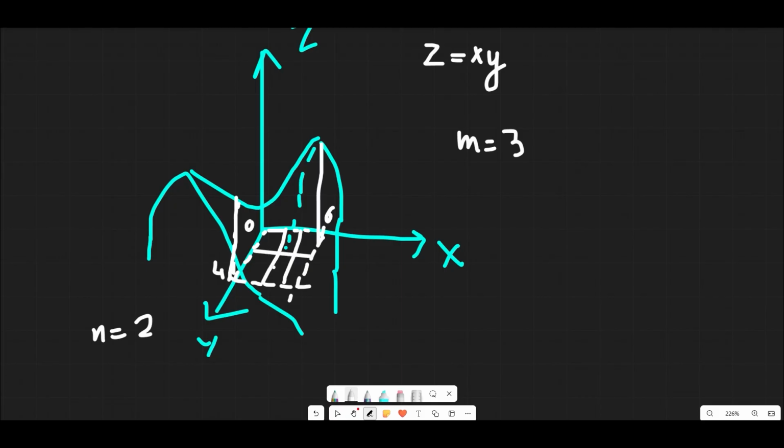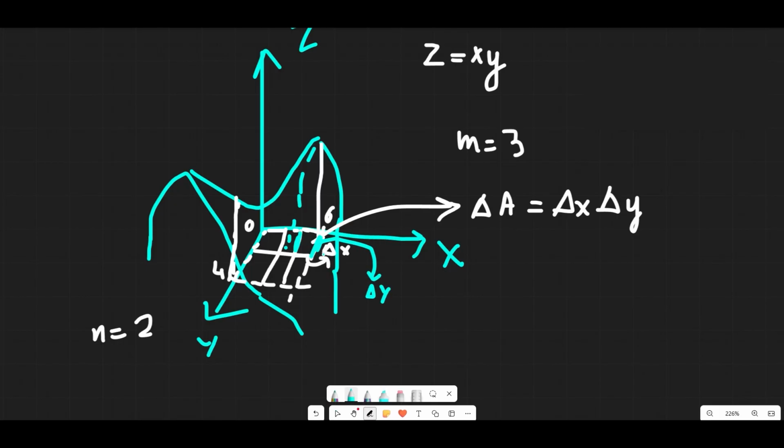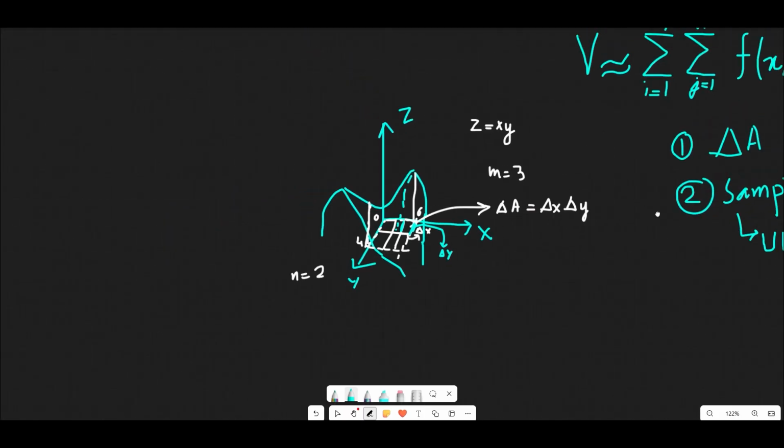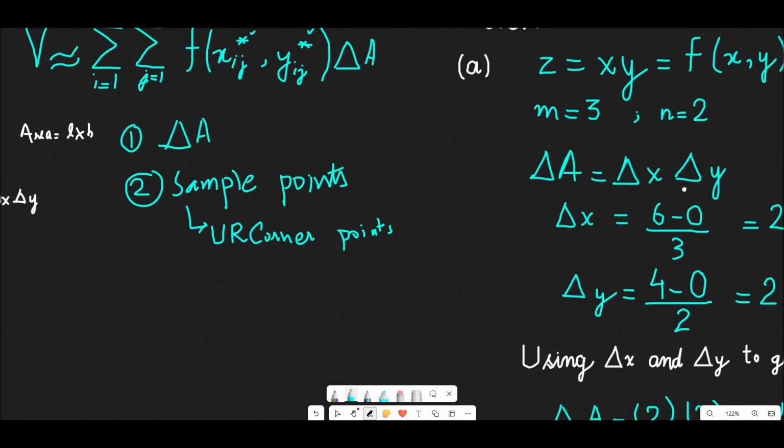By dividing these into intervals, we will get 6 sub-rectangles, and each of these rectangles has the area delta A, which would be delta x times delta y. As you know, this is our delta x, this part, and this is our delta y. Delta x times delta y will give us the area of every subrectangle. So that's why we have to calculate delta A. Now we will calculate delta A and delta x.